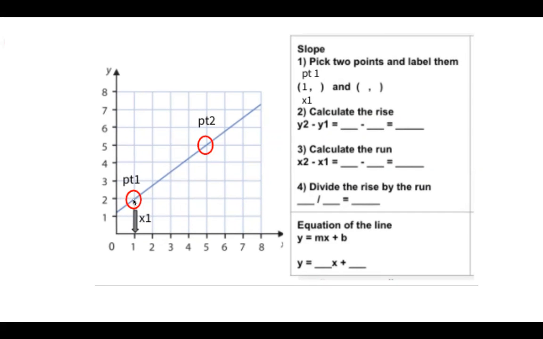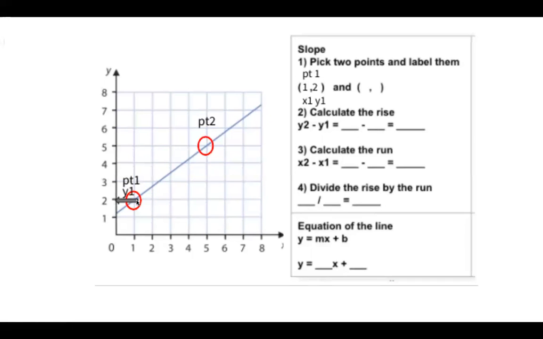Point 1, you read the x value first, and you put your finger on the point, and then you just trace it downwards to read the x-axis. And the x value of point 1 is 1, and you would label that x1. It's the x value of point 1. To read the y-axis, you just take your finger from the point and trace it to the left over to the y, and it has a y value of 2. And that you label as y1. So point 1 has an x1, which is 1, and a y1, which is 2.